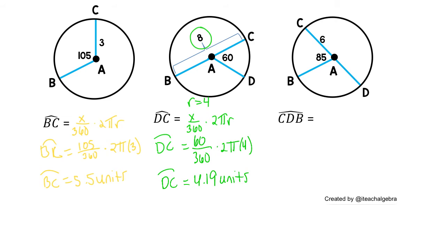Last one, you try it. All right, we want to know arc CDB this time. Let's be careful, because CDB starts at C and goes around the circle to D and then keeps going to B. So this is the only part of the circle, the arc length, that we don't care about.